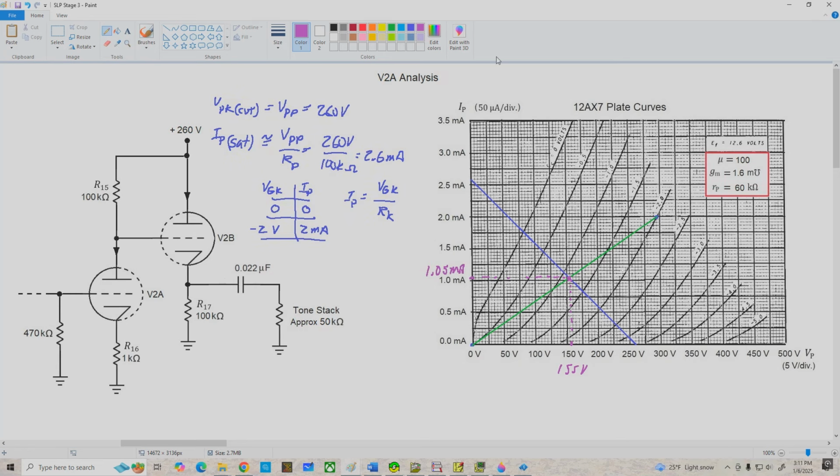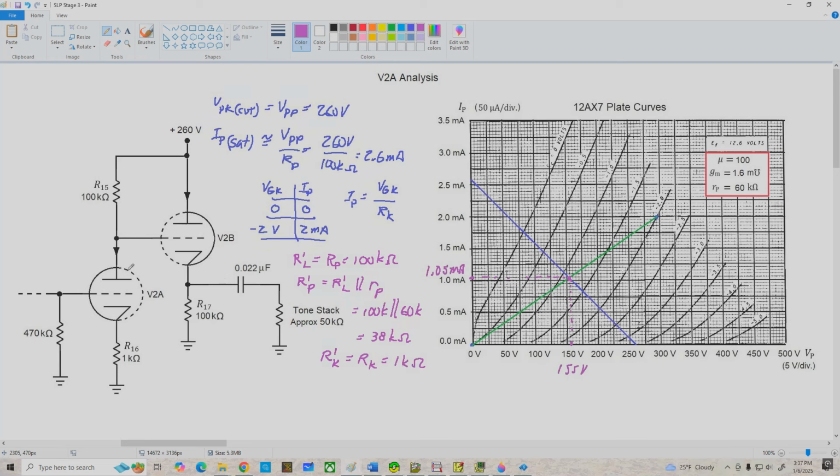Next, let's determine our AC equivalent resistances. So starting with R'L, that's equal to RP in this case, which is 100k ohms, and R'P, which is our small signal AC plate resistance, that's equal to R'L in parallel with little rp. So we've got 100k in parallel with 60k, and that comes out to be about 38k ohms. All right, our AC cathode resistance is the same as the DC cathode resistance, that is R'K equals RK, and that's 1k ohm.